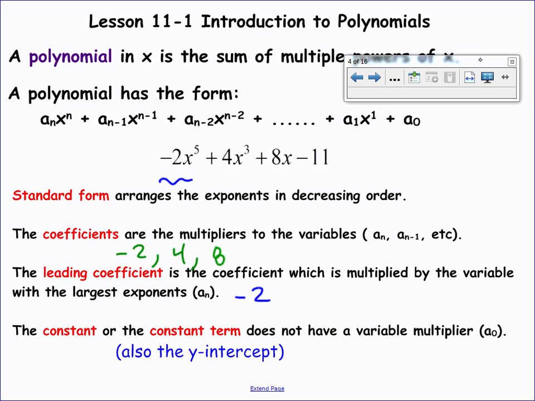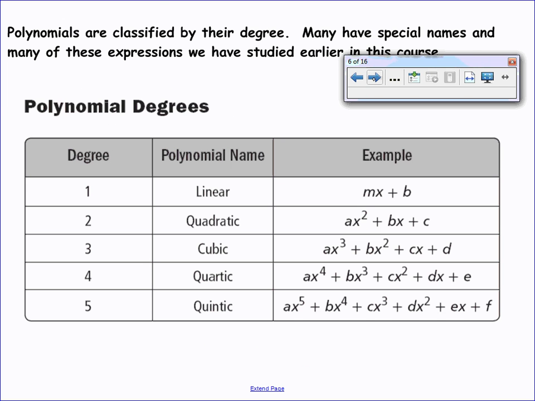And lastly, the constant term does not have a variable multiplier. In this case, the constant is negative 11, right? It's the one that doesn't have a variable multiplier on it. It's also, in standard form, that constant term is also the y-intercept of the graph. 0, comma, negative 11 would be on the function y equals negative 2x to the fifth plus 4x cubed plus 8x minus 11. That's for you.